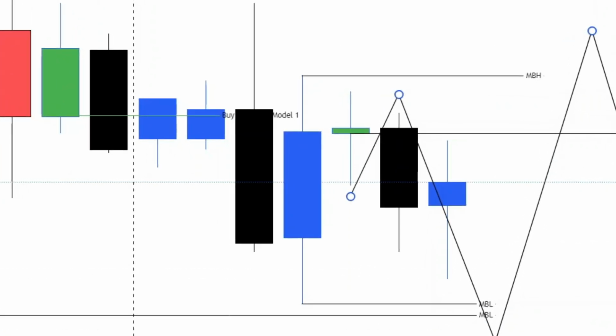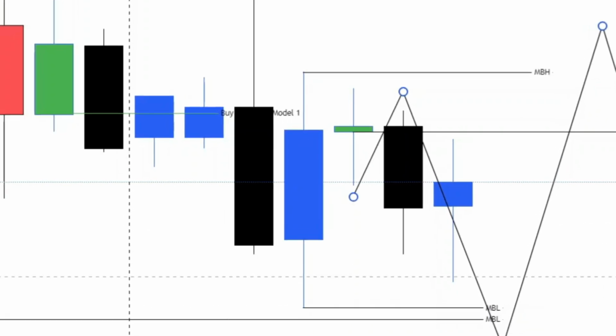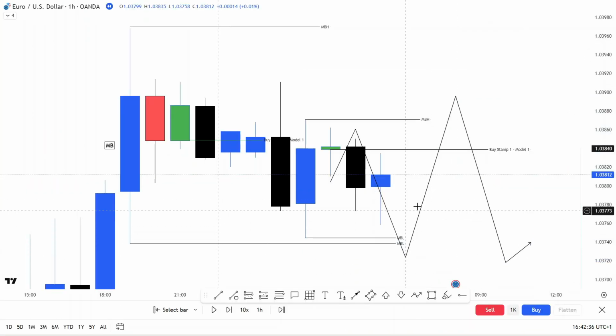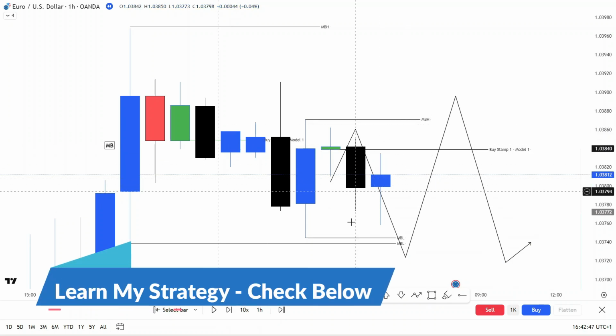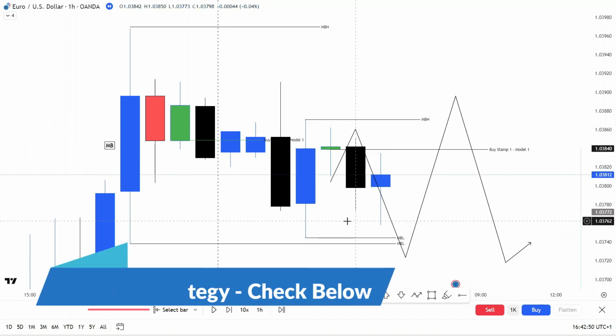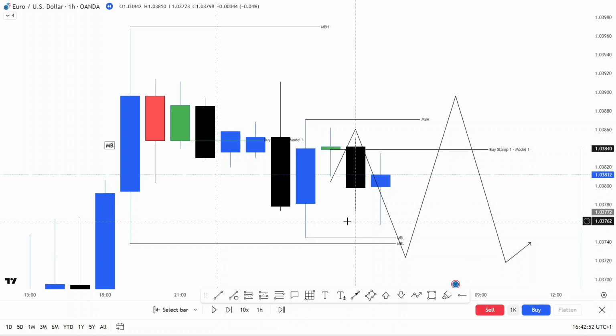Now what happens if another stamp gets formed? If we form another stamp before our entry, then we are going to work based on the current stamp, just as what I just did right now. So what if you are in a trade and another stamp forms? This is where you need to identify, was it a buy stamp you took your trade entry from?